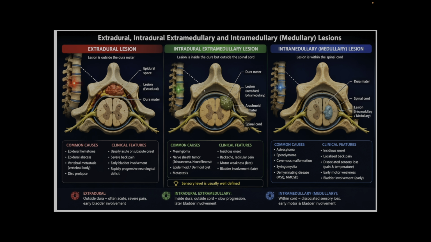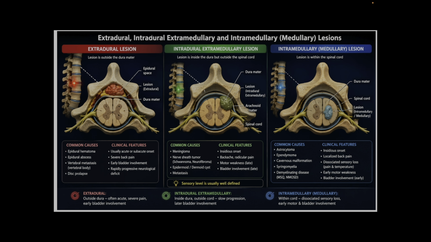Extradural lesions are located outside the dura mater, usually in the epidural space or vertebral column. Since they compress the spinal cord from outside, symptoms often develop rapidly. So what are the common causes of extradural lesions? Epidural hematoma, epidural abscess, vertebral metastasis involving the vertebral body, and intervertebral disc prolapse.